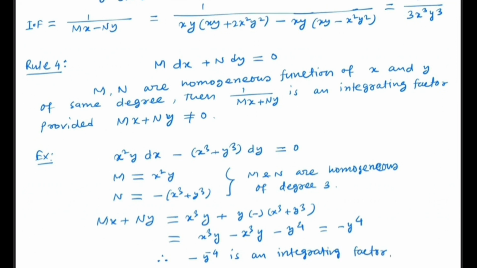So that's how by these four rules we can find an integrating factor for a non-exact differential equation. And after finding the integrating factor, we will multiply that factor and then the equation becomes an exact differential equation, and we know how to solve an exact differential equation.